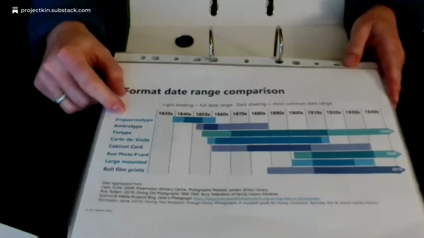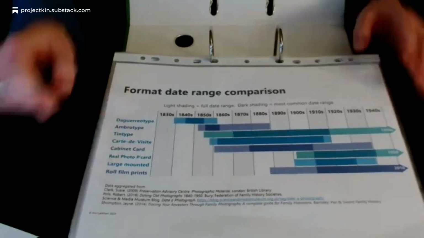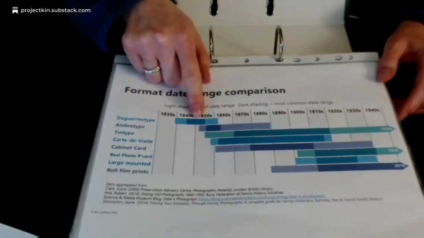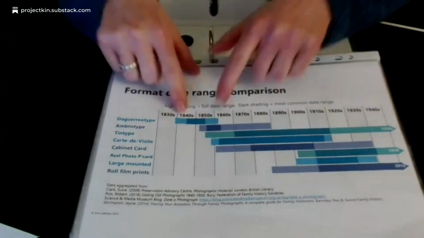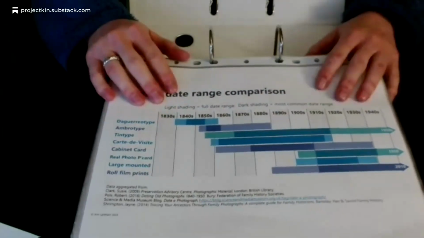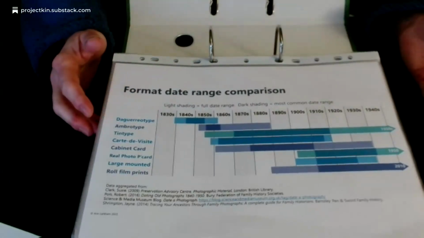This has got all the different types of photographs that you're likely to find in a family history collection, with the sort of decades when they're available. And the darker bands are the most likely dates, and the lighter bands are the range. This is in the UK, so it's slightly different around the world. But Kathy, I don't think there's that much difference, is there?